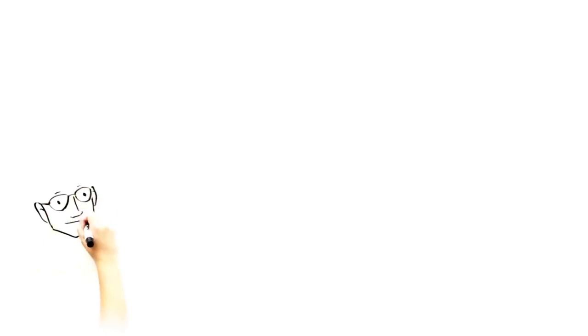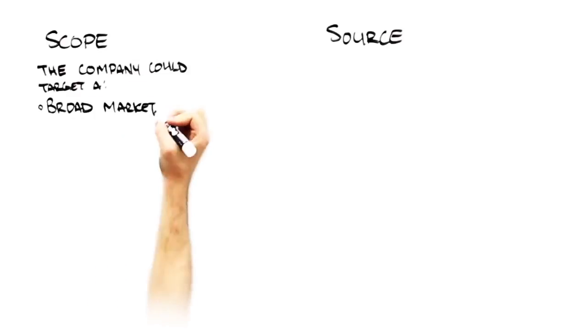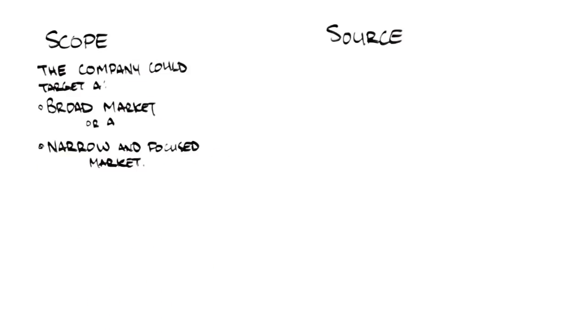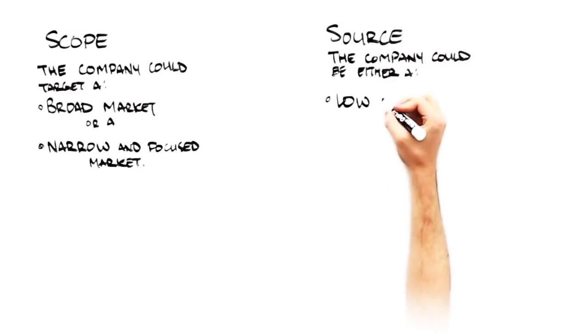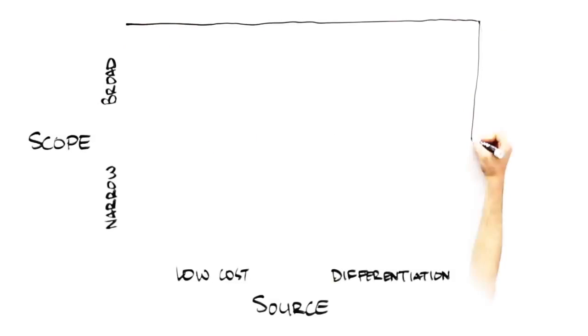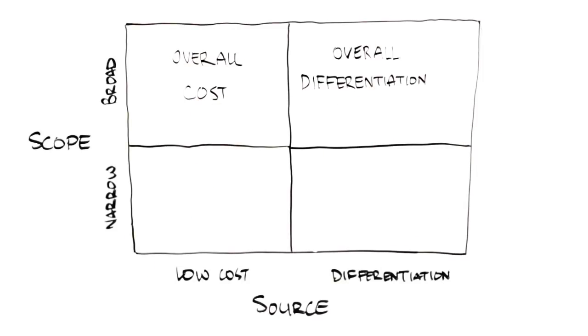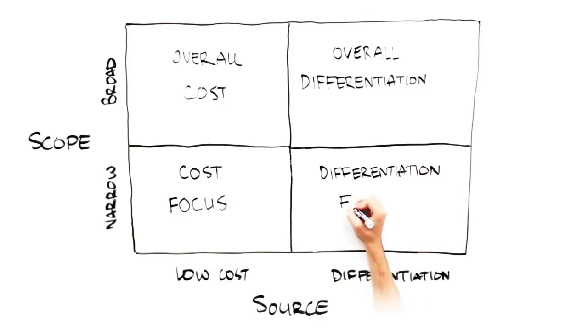Michael Porter suggested that generic strategies can be defined by two key dimensions: the scope of the strategy and the source of the competitive advantage. For scope, the company could target a broad market or a narrow, focused market. For the source of competitive advantage, the company could either be the low-cost leader or a differentiator. The result is these four quadrants that represent the four generic strategies: overall cost leadership, differentiation, cost focus, and differentiation focus.